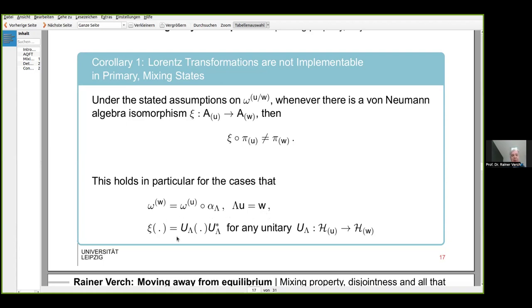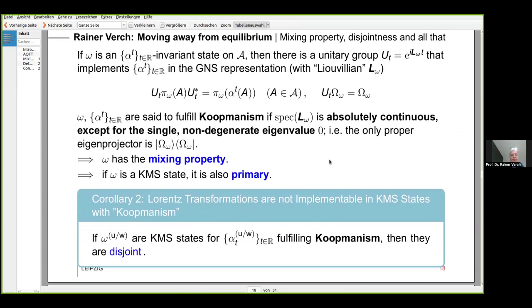and the potential case that psi is actually implemented by a unitary operator between GNS Hilbert spaces. So this is what, in a slightly more specified sense, is said to be implementation of Lorentz transformations, if this would hold, but actually it doesn't under the assumptions I've stated.